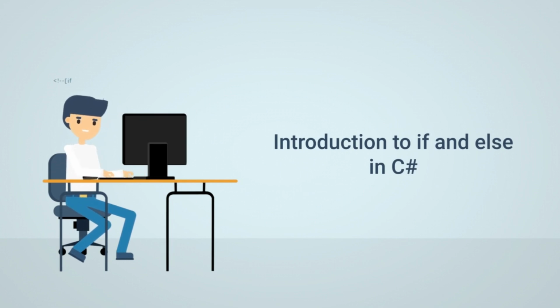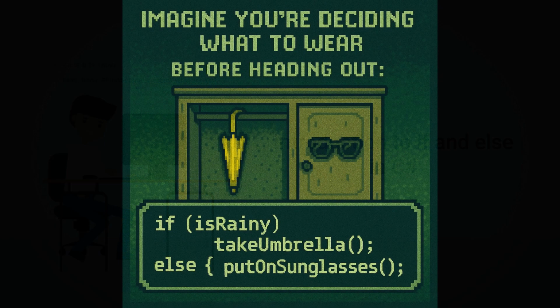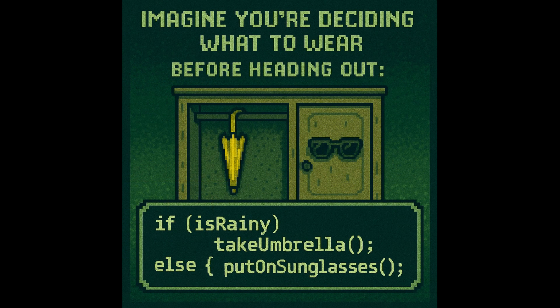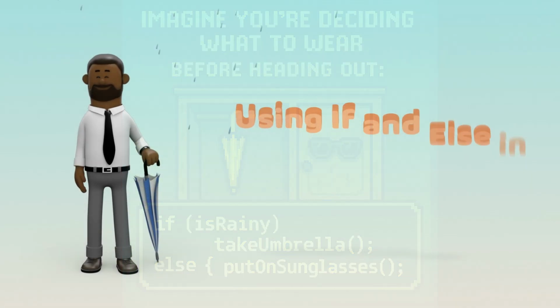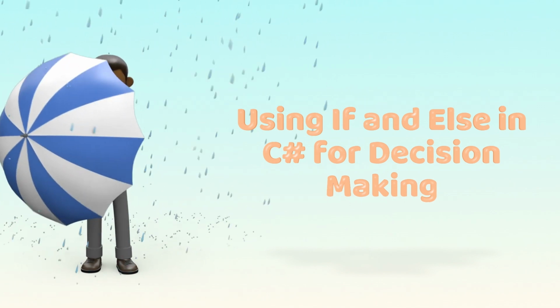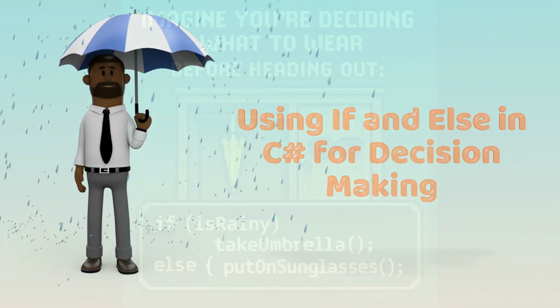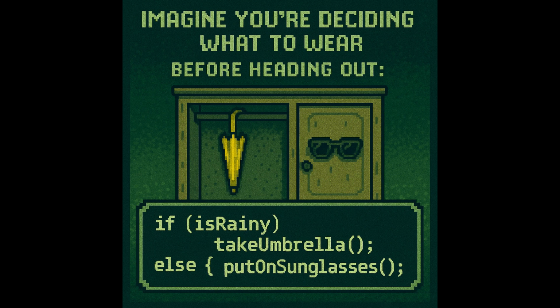Welcome back, everyone. In this video, we will learn about if and else keywords in C#. Imagine you're deciding what to wear before heading out. If the weather forecast shows rain, you grab an umbrella, else you put on sunglasses. In C#, if and else let your program make those same weather-based decisions.